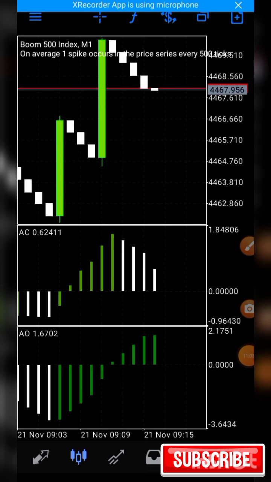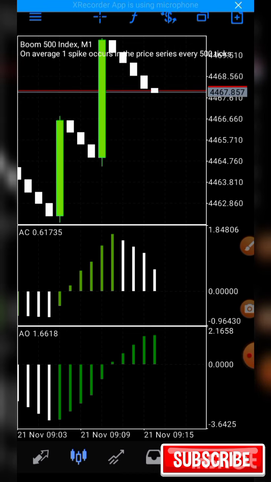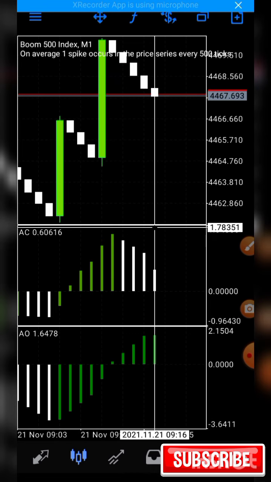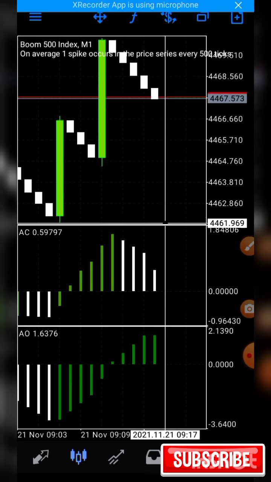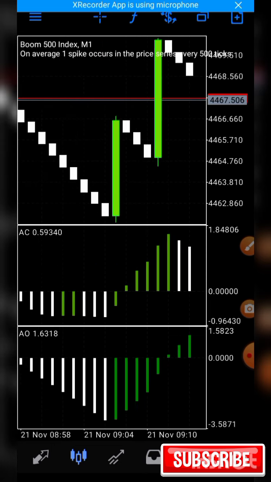Now we are on boom 500. Like I said, on boom 500, when the accelerator oscillator and the awesome oscillator all become white, you sell on boom assets. In this chart, there is no trade yet, so we are going to wait for the AO, the awesome oscillator, to become white, then we sell this market. Our aim is 3 candlesticks and we are out of the market. Meanwhile, let's back test this strategy and see what we are saying.